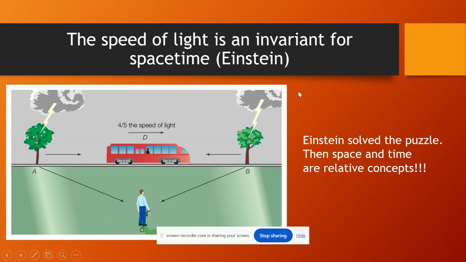Then what Einstein realized is that the speed of light is an invariant and that the concept of simultaneity is relative and that space and time are relative. So in one thought experiment, he realized, for example, you have a thunder light falling on the tree A and B at the same time with respect to the observer C. This observer will perceive naturally these two phenomena as simultaneous. However, the guy who is in the train moving at four-fifths of the speed of light will perceive the event on B first and the event on A after. So this is the concept of relative simultaneity.